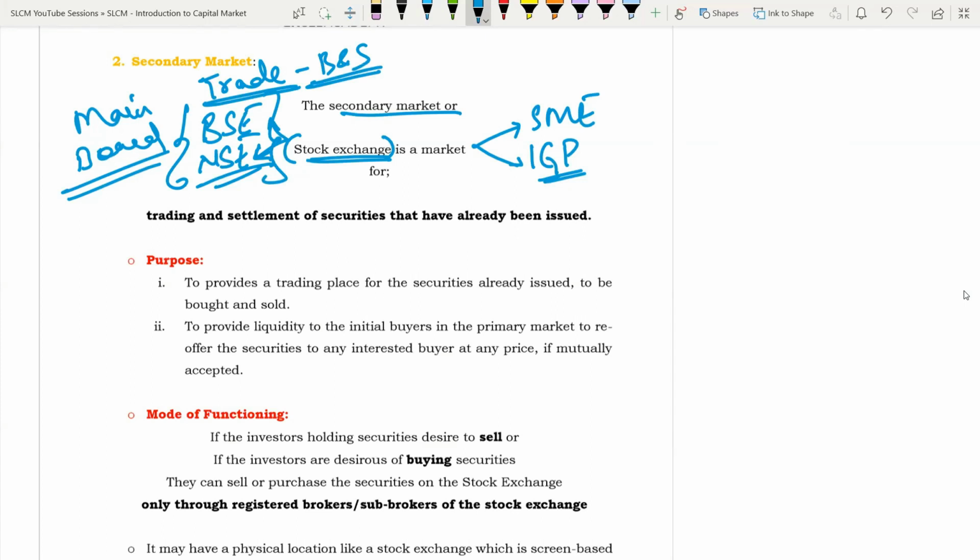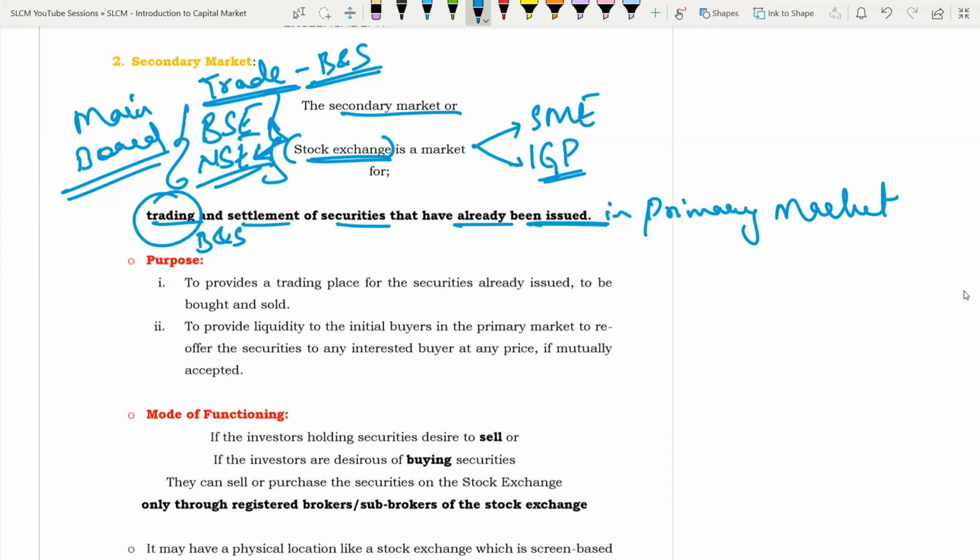So the secondary market is also known as the stock exchange, and it is the market where trading and settlement of securities that have already been issued in the primary market takes place. So the shares which are issued in the primary market are traded, that is bought and sold, and settled, that is in terms of money. If you're buying the securities, you have to pay the money. If you're selling the securities, you're going to get the money. So that settlement is going to take place over the stock exchange.